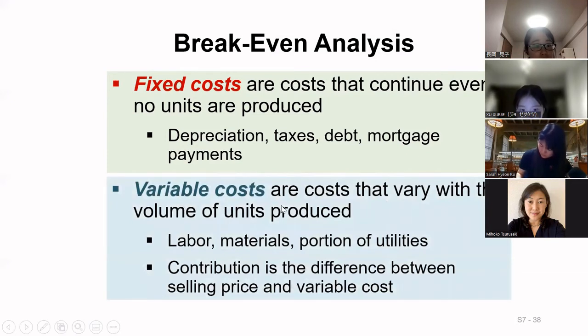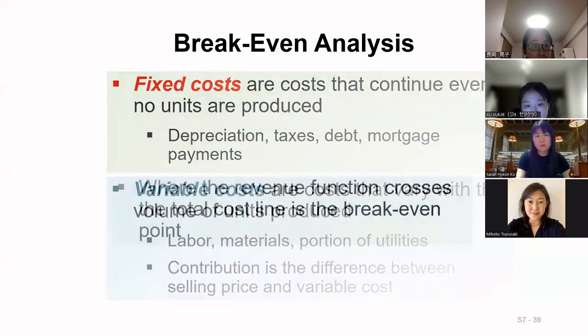Whereas variable costs are costs that vary with the volume of units produced: labor costs, materials, some portion of utilities. And normally we talk about contribution. Contribution is the difference between selling price and variable costs. So if you know the contribution, then we can determine our volume.